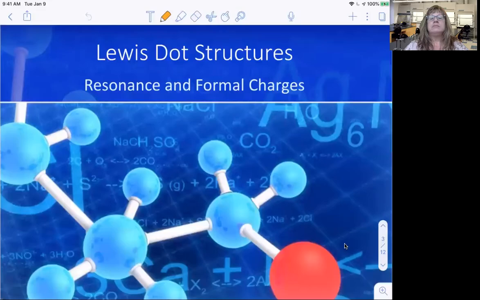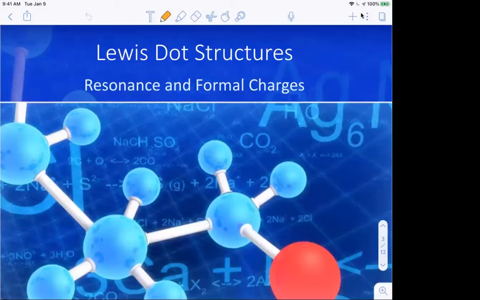So let me share my screen. So here are the slides, and we're going to talk about resonance and formal charges in Lewis dot structures.